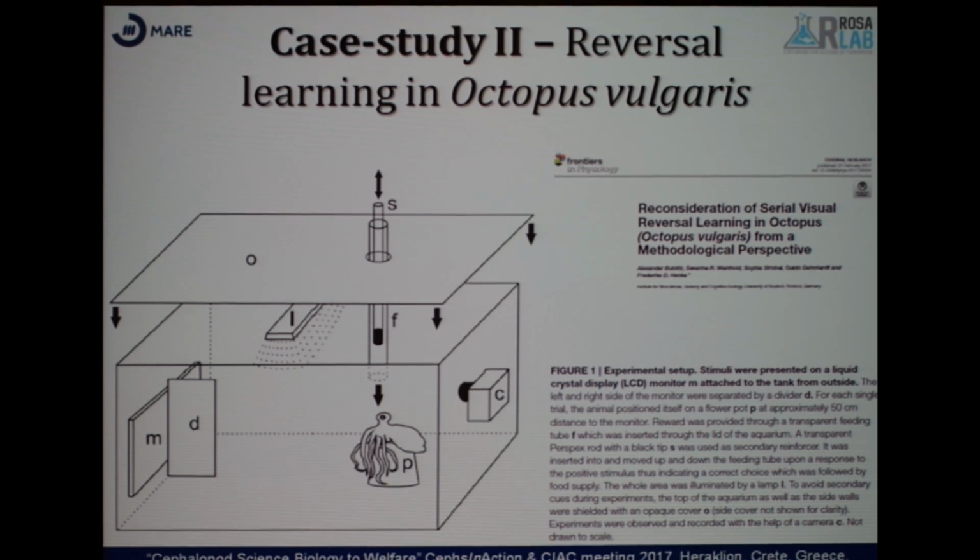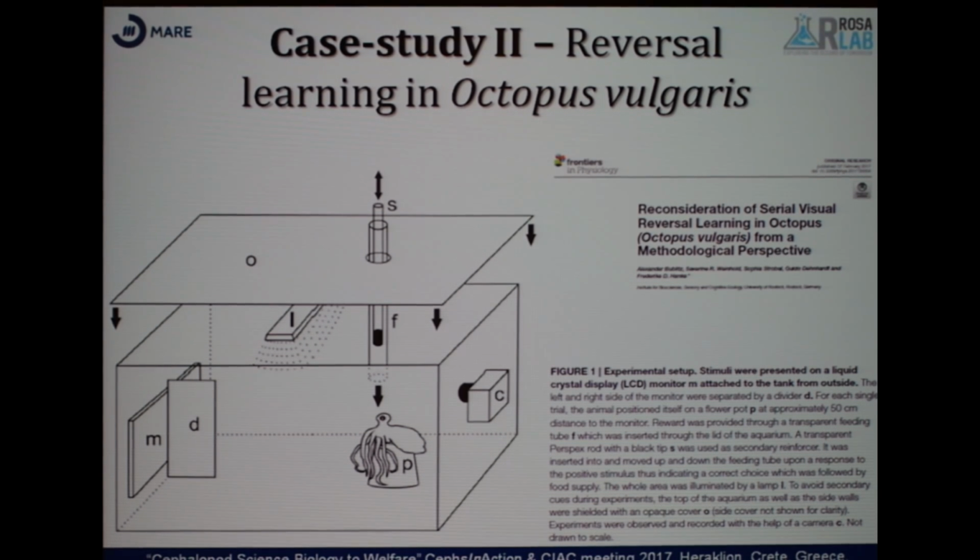They found very consistent results, not very consistent, but more consistent results in this study, and even one octopus that was able to do reversal learning after just one trial. So there was a significant improvement in methodology by subtracting the experimenter bias.